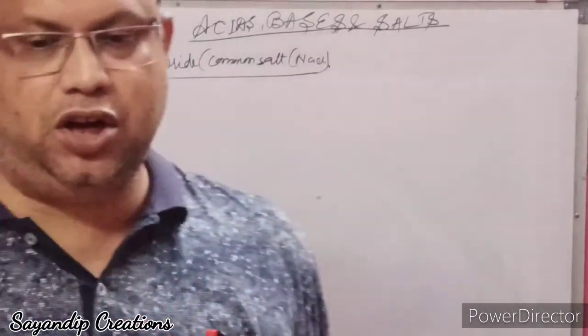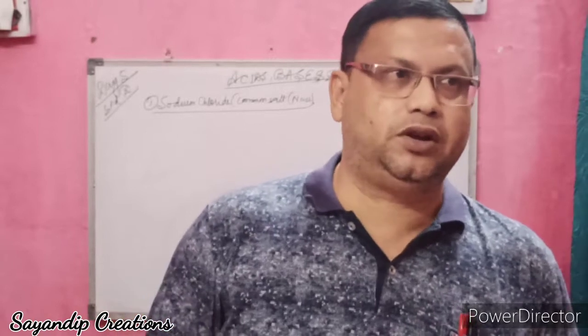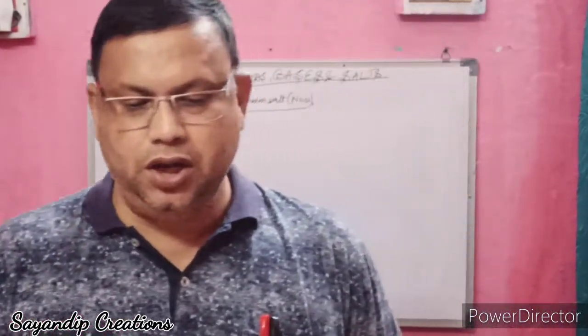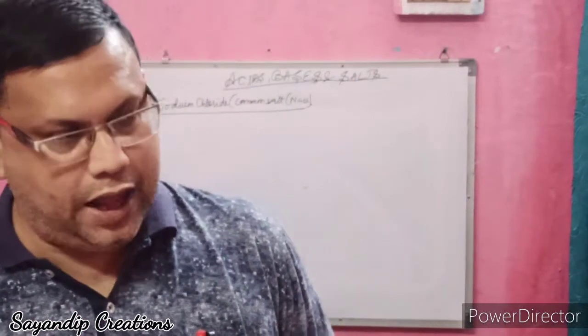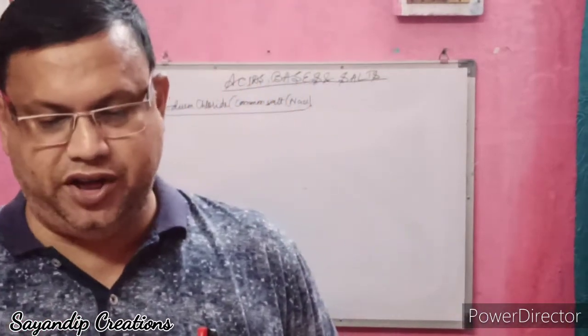Common salt is obtained from the sea. Sea water is a major source of sodium chloride. On evaporation, sea water gives crude salt, containing impurities like calcium sulfate and sodium sulfate. Now what to do for purification? This crude salt which you get from the sea is dissolved in fresh water or distilled water to remove the impurities.